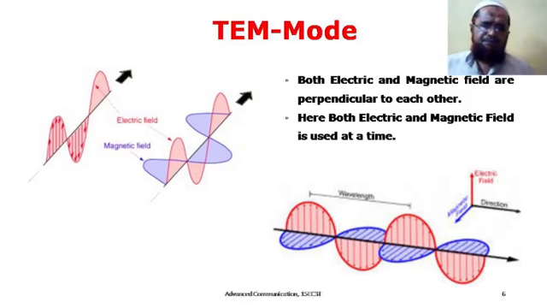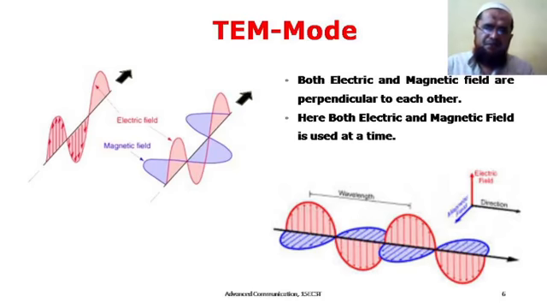In TEM mode, that is transverse electric and magnetic mode, which I represented with three fingers, all the three fingers are perpendicular to each other. That means they are 90 degrees to each other. So this mode is basically used in electromagnetic wave propagation. Take any antenna system, the orientation of EM waves in free space at the exit point from the antenna.